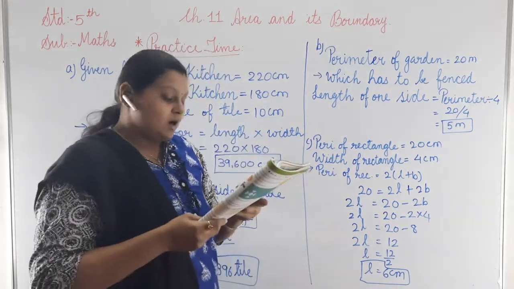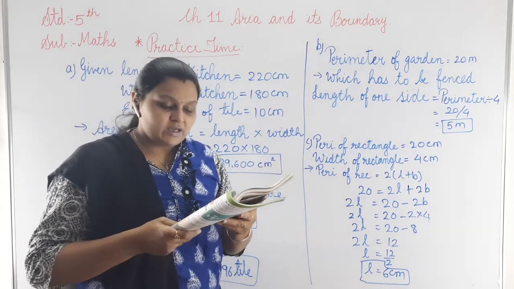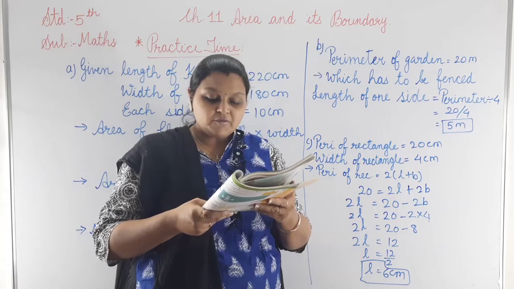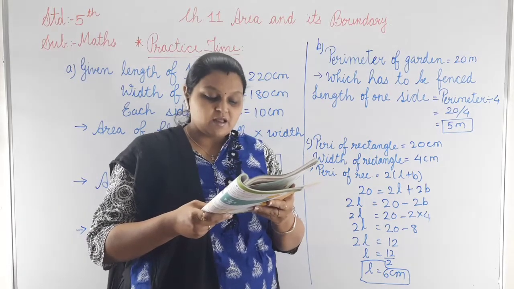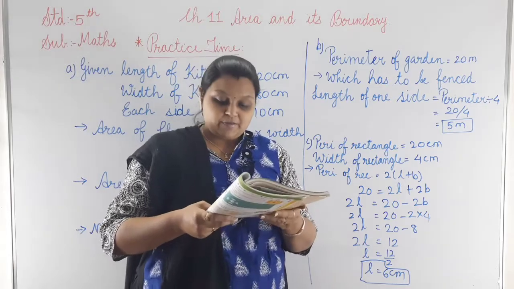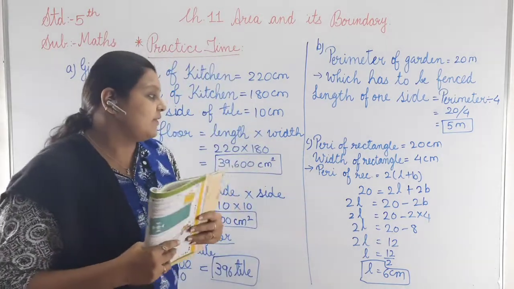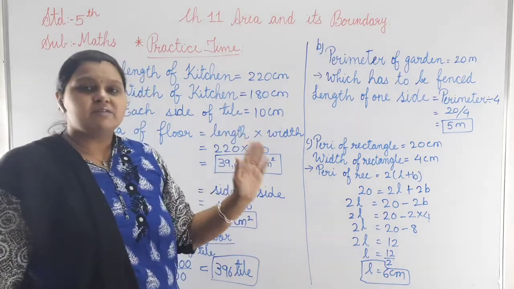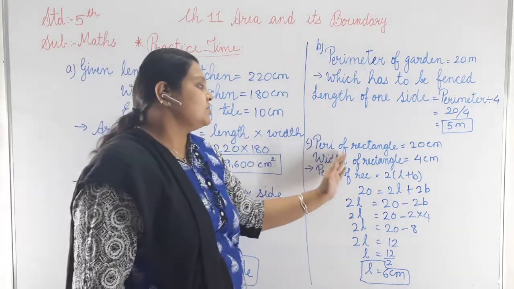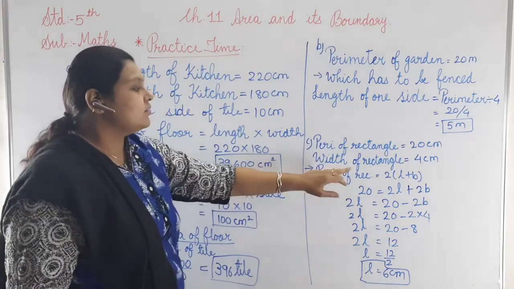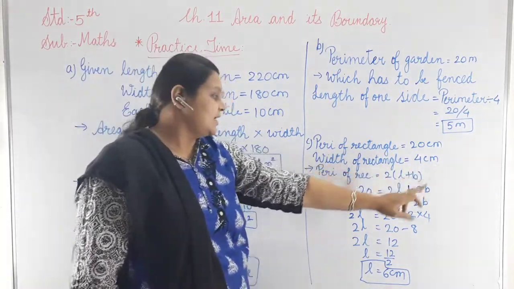Next question. A thin wire 20 centimeters long is formed into a rectangle. If the width of this rectangle is 4 centimeters, what is its length? Here we have to find out the length of the rectangle. So what is given to you? First, the perimeter of the rectangle is 20 centimeters. Width of the rectangle is 4 centimeters.